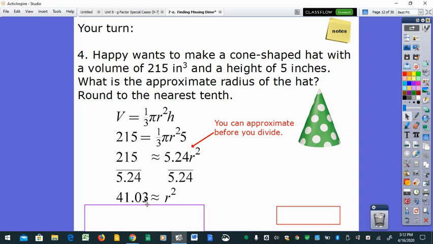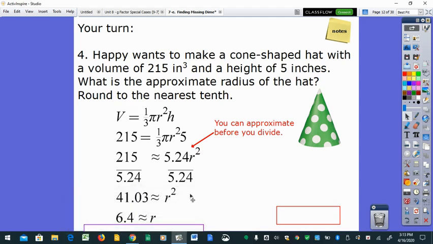That is not the radius of the hat. It's the radius squared. In order to solve, we have to undo the squaring, which would be to take the square root. So in our calculator, the ones in school, you would be hitting that blue second function and the x squared button to get the square root of 41.03. If you use your phone calculator, there should be a square root button on there. The square root of 41.03, what number times itself is about 41.03? You should see it's about 6.4.